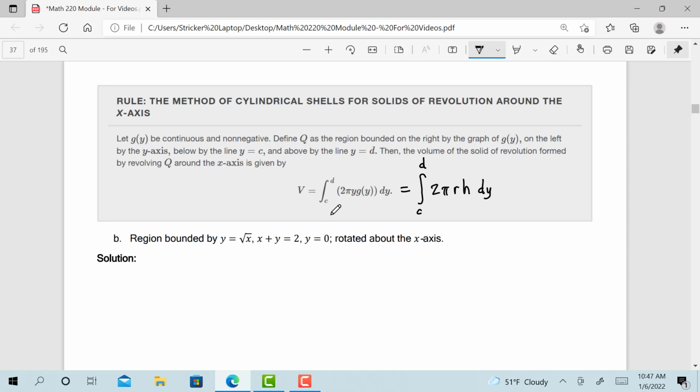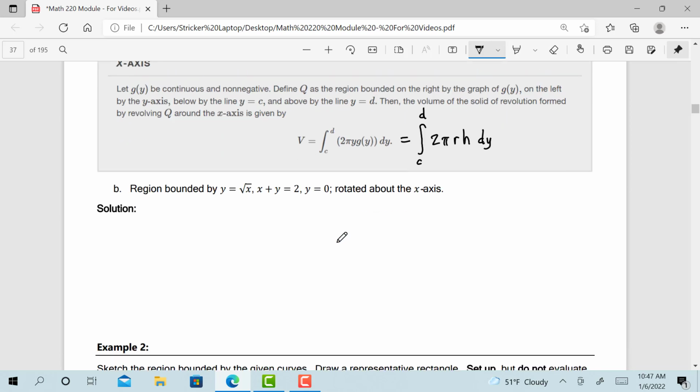So it says the region for part B here of example 1 is bounded by y equals square root x, x plus y equals 2, and y equals 0. Well, if we're going to graph x plus y equals 2, it's probably easier to think about it in terms of what y is equal to. So y would be equal to 2 minus x, or even negative x plus 2.